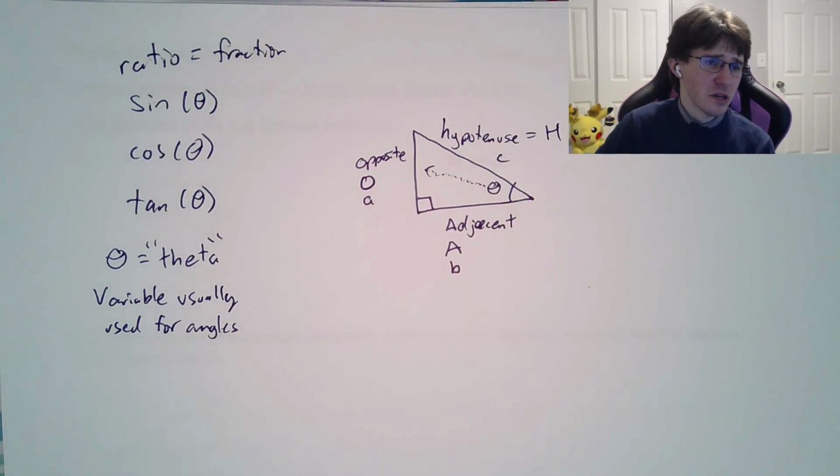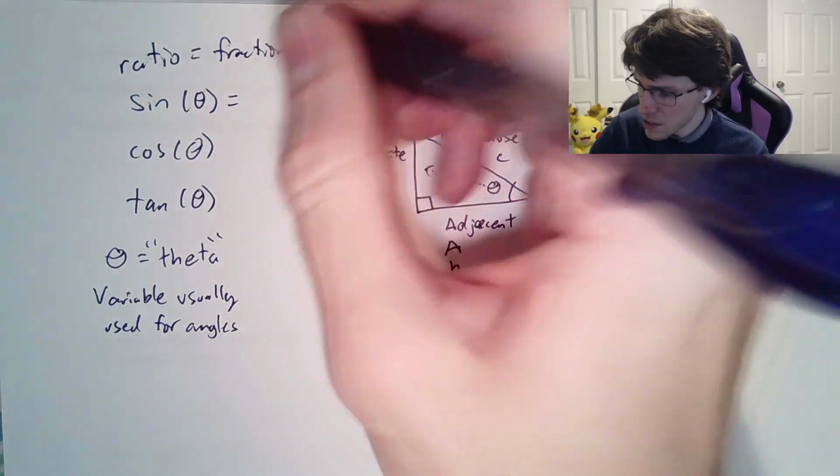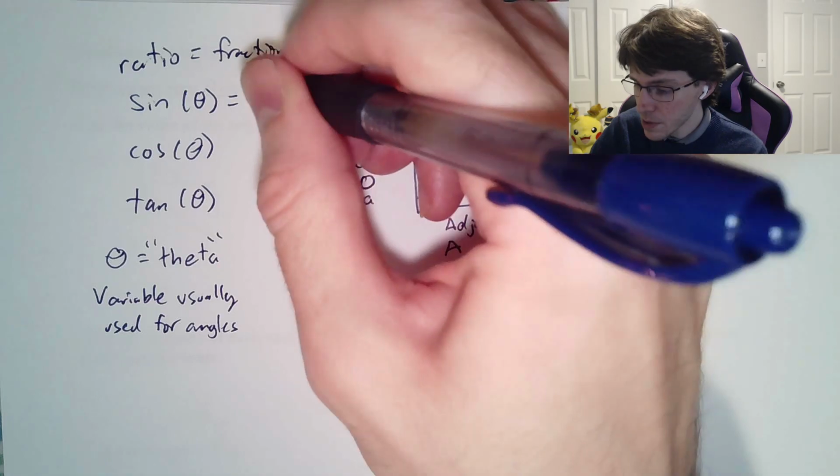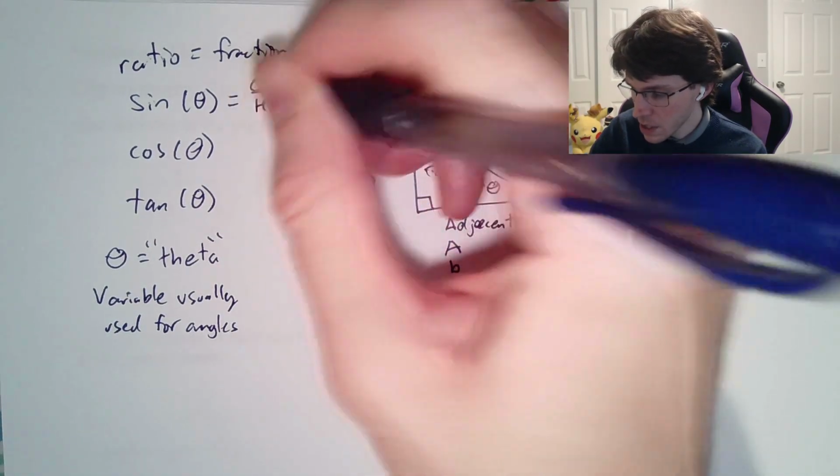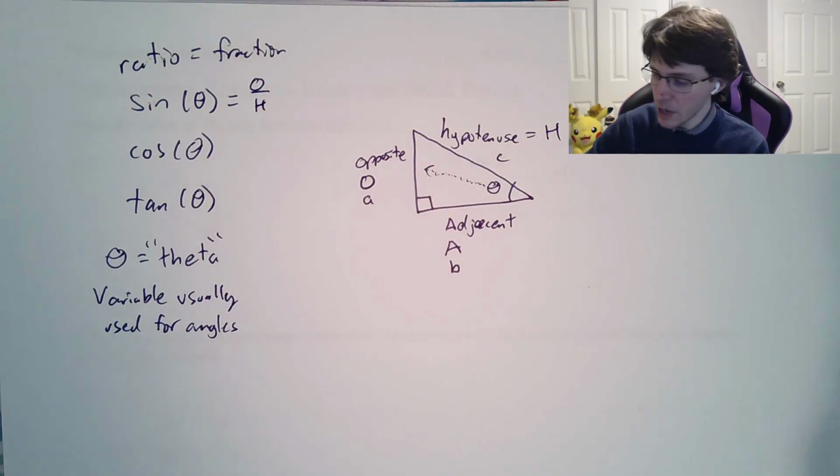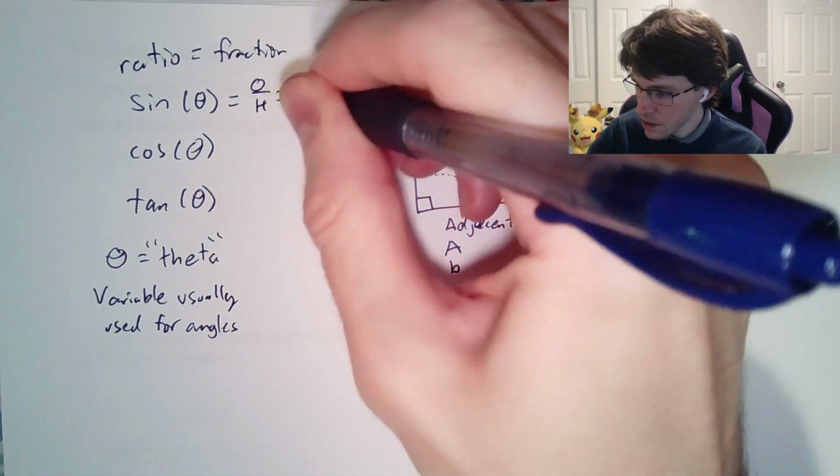So sine, cosine, and tangent. Sine is defined to be the opposite over the adjacent. Sorry, I just said that wrong. Opposite over the hypotenuse. Holy moly. The sine is the opposite over the hypotenuse, or if you're using the other letters, little letter a over letter c.